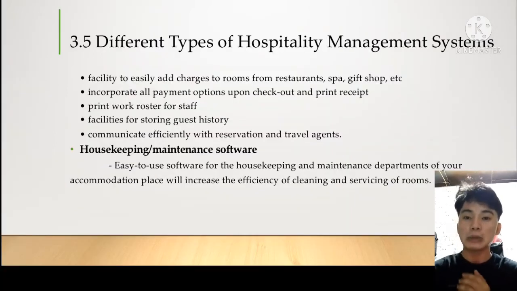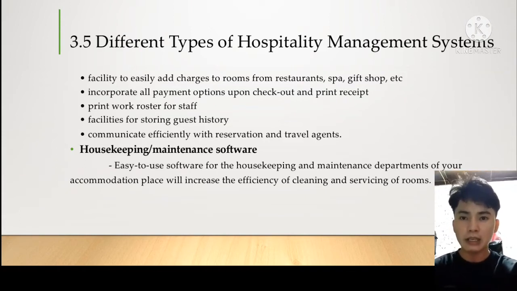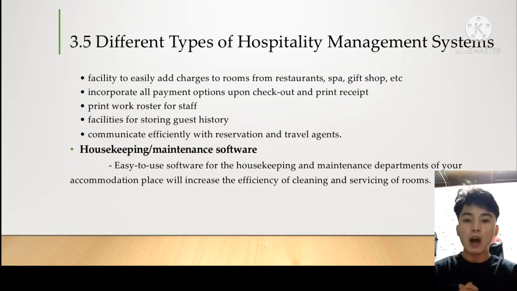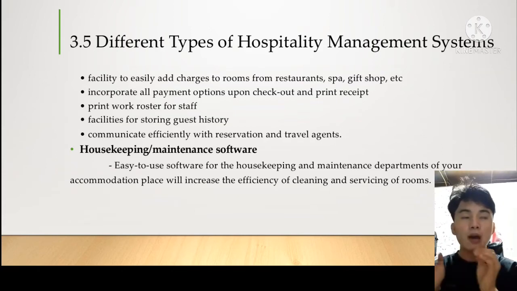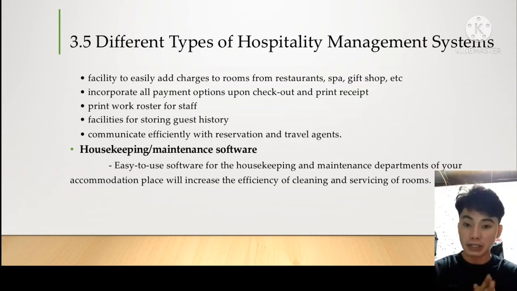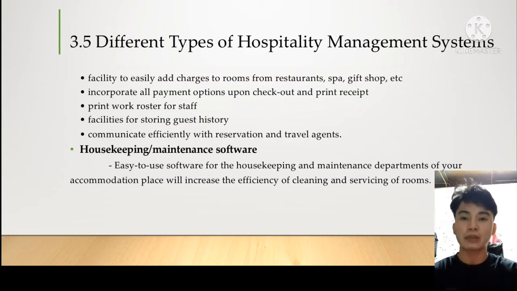So, a facility to easily add charges to rooms from the restaurant, spa, gift shop, and so on. So yeah, the front office staff is enabled to add the charges in the front office software, adding charges to the guest folios, because it is easy access to the guest folio, of course.